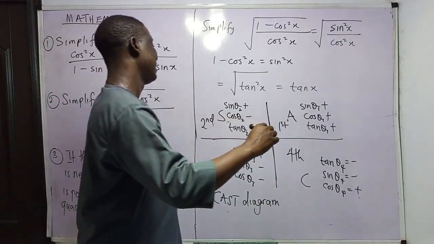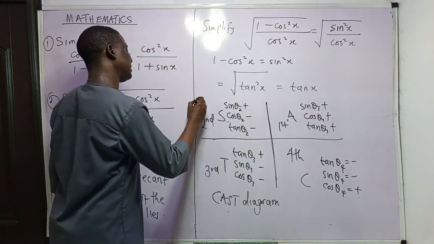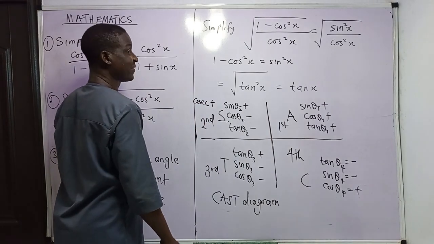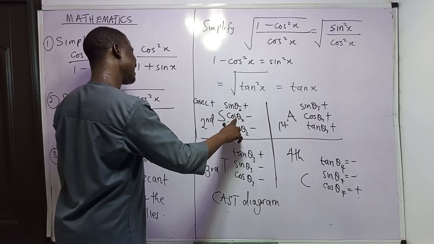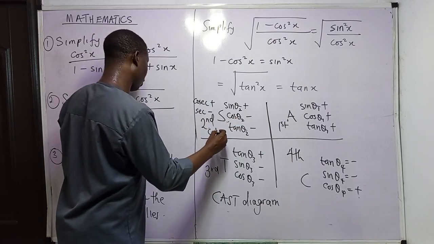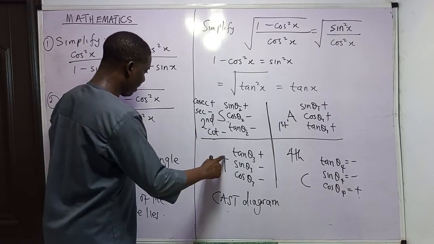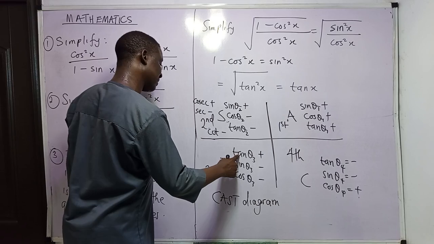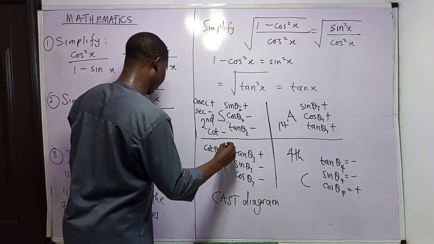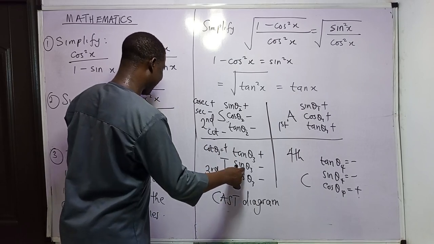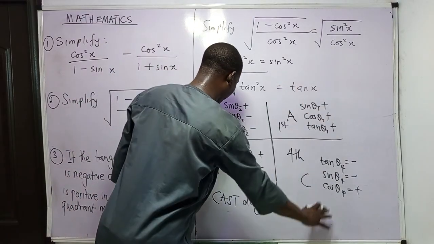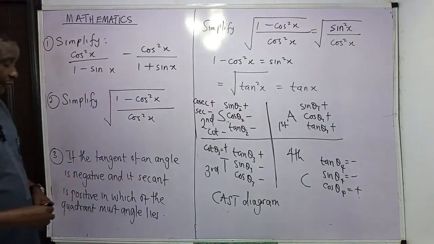Now remember that if sine is positive, that means cosec will also be positive, because cosec is the inverse of sine. Then sec will be negative, and tan and cot will also be negative. Remember that if tan is positive, then cot will be positive, and sec will be negative and cosec will be negative. The same goes across all the functions there.